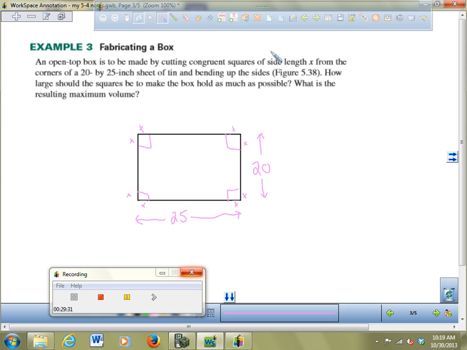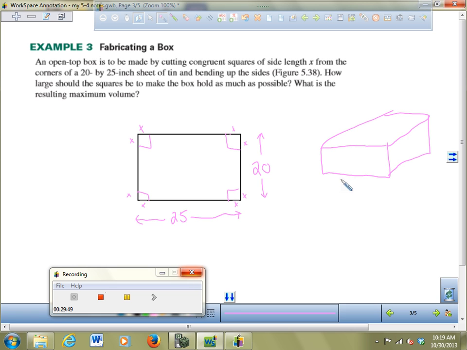Okay, so then what you want to do is fold it up, right? When you fold it up into a box, okay, I'm doing as well as I can here. But when I fold this box up, this side is going to be what? What's this side going to be?